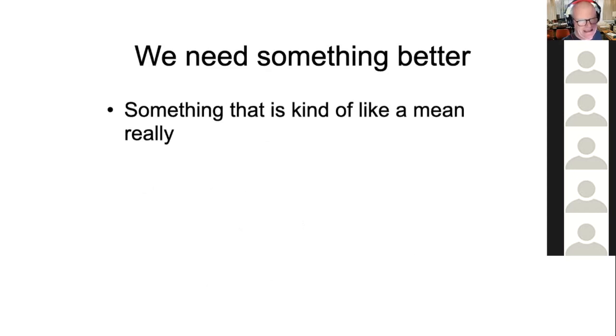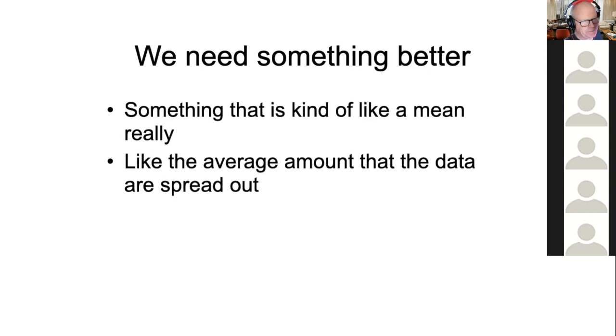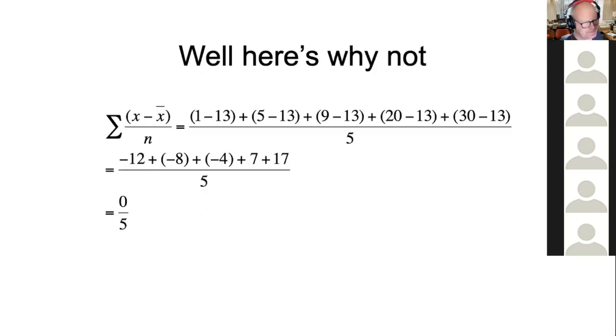Something like the mean. The mean's great because intuitively it feels good, because you calculate something. And because there have been these calculations, you can make comparisons between two things. So that's helpful. So the average amount that the data are spread out. Why don't we do the average amount the data are spread out? Sounds like a plan.